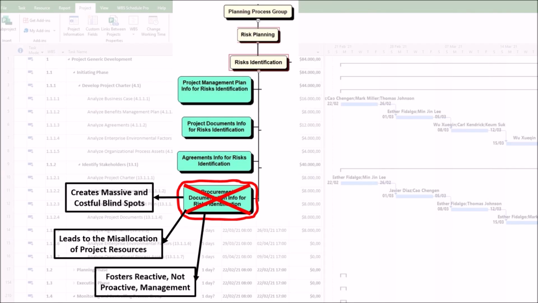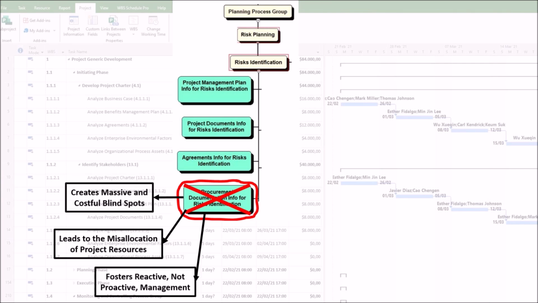3. It fosters reactive, not proactive, management. Without identifying risks early, the project team cannot plan responses. They are forced to react to issues as they erupt, which is always more expensive, time-consuming, and damaging to morale. It may even be necessary to shift from risk management to crisis management.